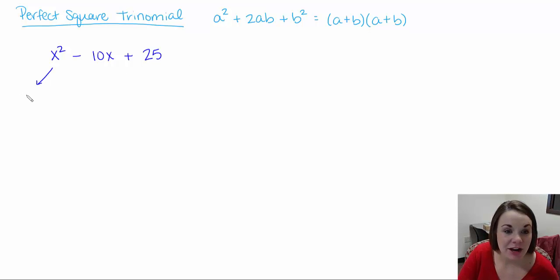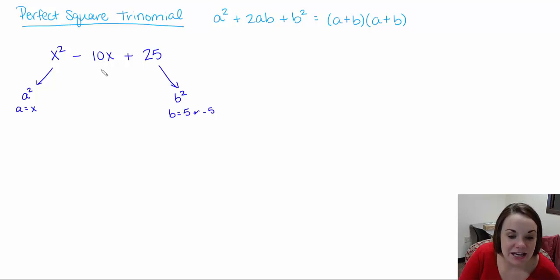So when we look at an example such as this, the first thing that I always do is I come here and I write down this would then be my a squared. So because of that, a is then equal to x. The square root of x squared is x. And then I come over to this final term and I know that this is my b squared term. So b then has to be either 5 or it could also be negative 5. And then I see if my middle term matches what I need.